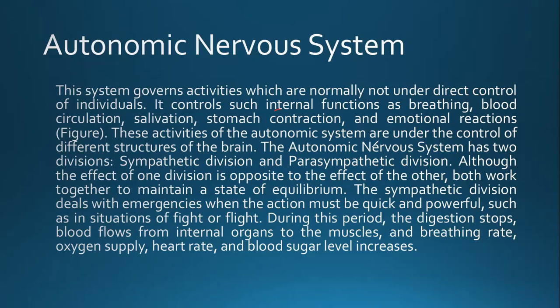These activities of the autonomic nervous system are under control of different structures of the brain. So again, we have to understand the central nervous system, which is very important. That is the part of the brain to which the autonomic nervous system is connected. The system has two divisions, the sympathetic division and the parasympathetic division. That is what we will see. The main internal functions here are breathing, blood circulation, salivation, etc. How are these done? The sympathetic increases and the parasympathetic decreases. Let us see details in the next slide.